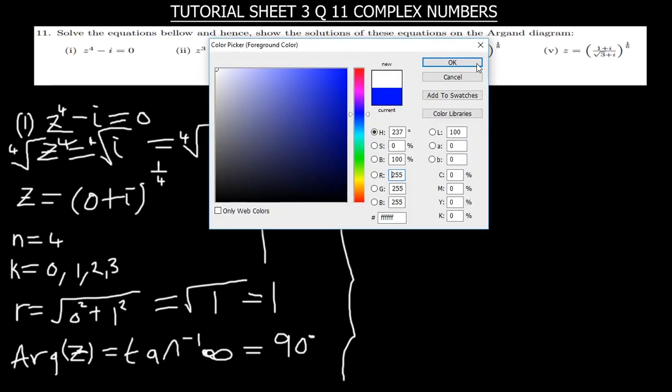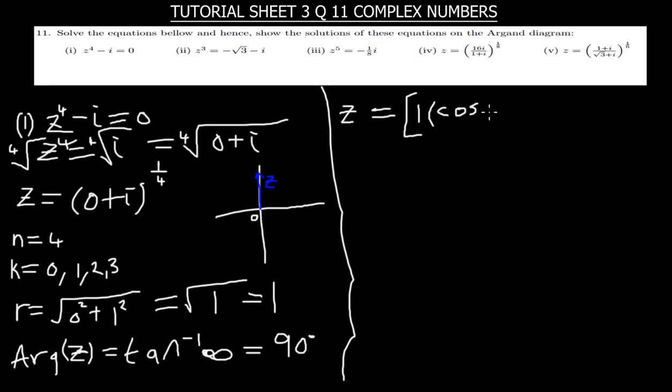So what we're going to do is write the same 90 since it's still in the first quadrant, which is all positive, meaning we just write the same 90 degrees. So it's cos 90 plus I sin 90, I sin 90 degrees, and apart from that we don't have to forget to put the power 1 over 4.